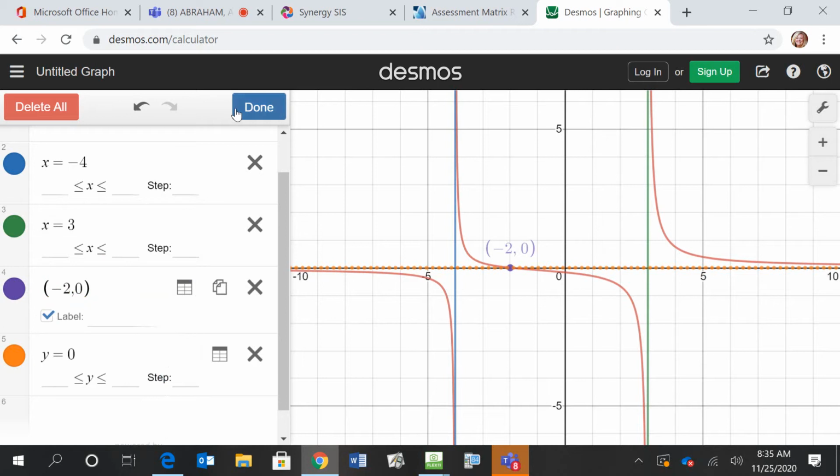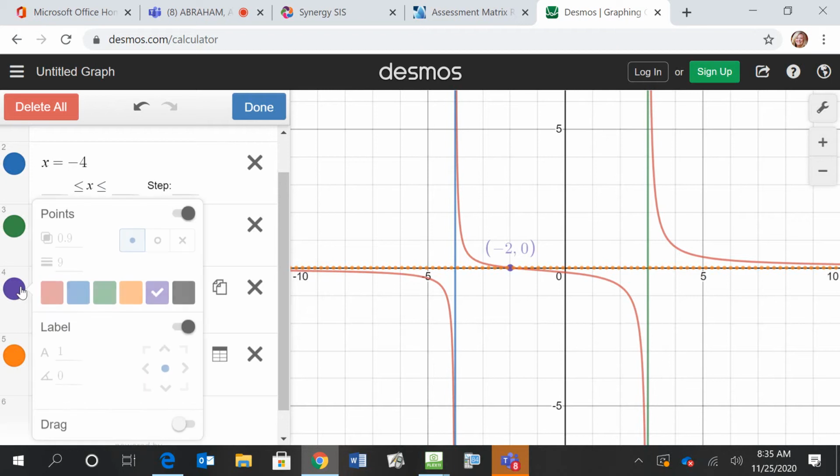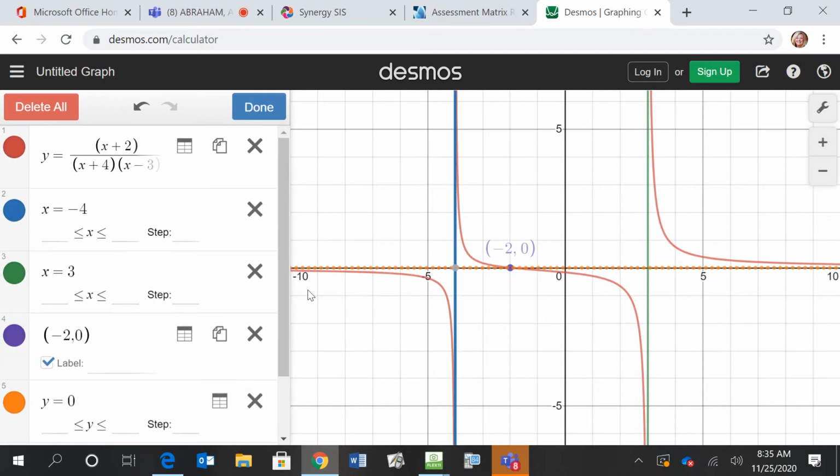Let's see here if I can do this again. Well, I'm not sure how to change that. So anyways, I can see that here, at this point right here, let's try one more time. Give me one more chance to try this.